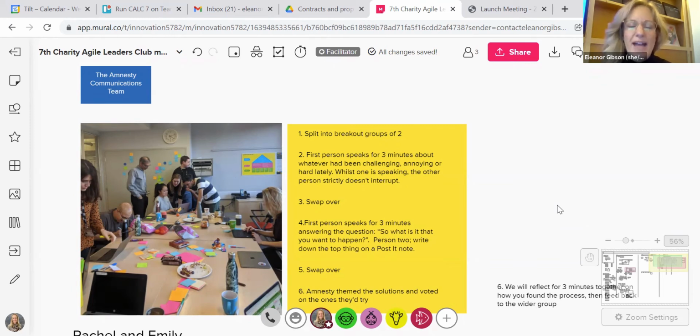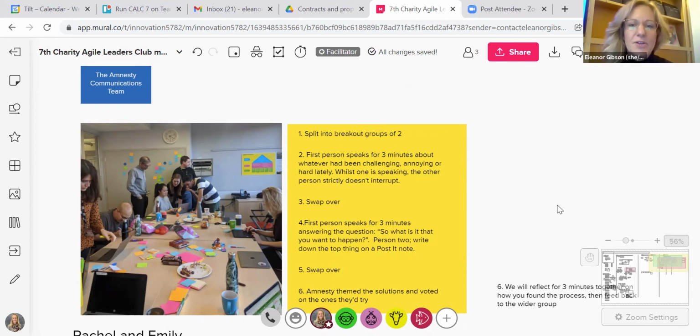Then they swapped back, and the first person had 3 minutes to speak around answering the question, so what is it that you want to happen? As they were doing that, the second person, who was listening and not interrupting, was writing down the top thing or the most important thing that person 1 shared. And then they swapped over again.